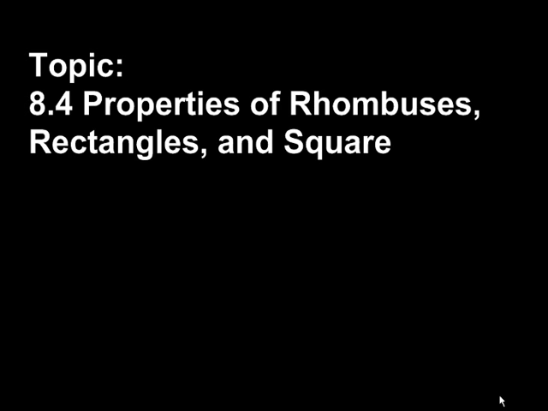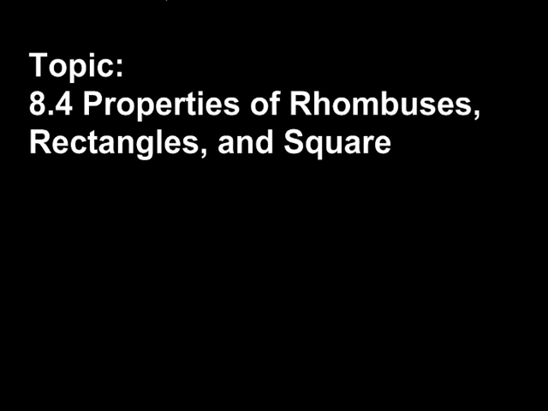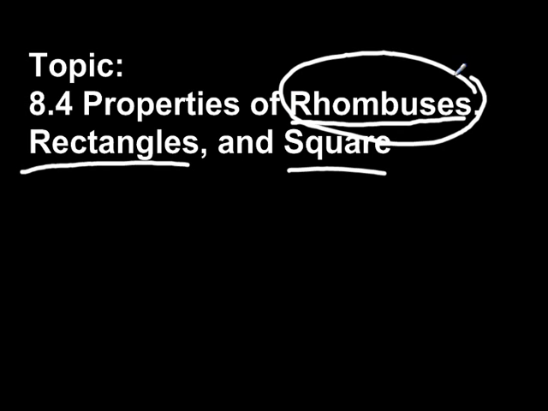8.4 Properties of rhombuses, rectangles, and squares. Rhombuses, all four sides are equal. Rectangles, all four angles are equal. And square, it is both a rhombus and a rectangle.